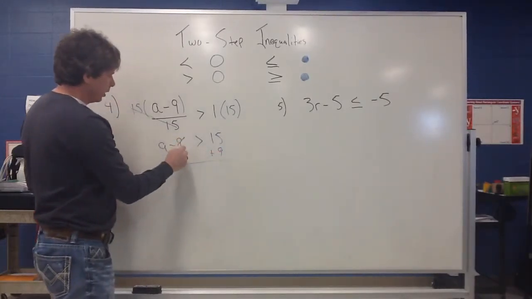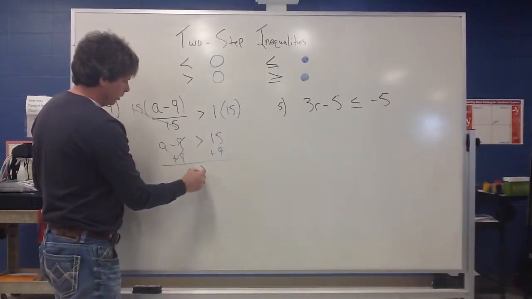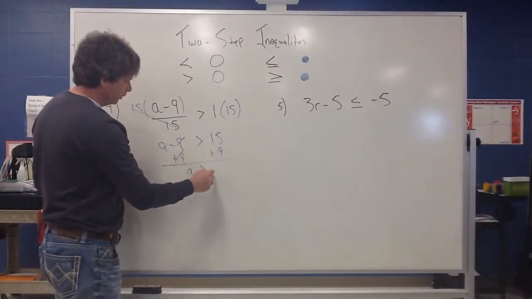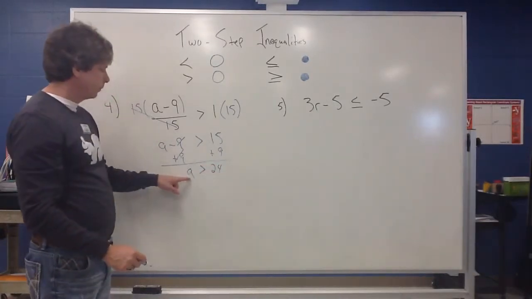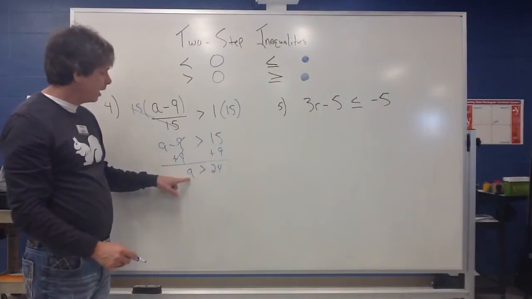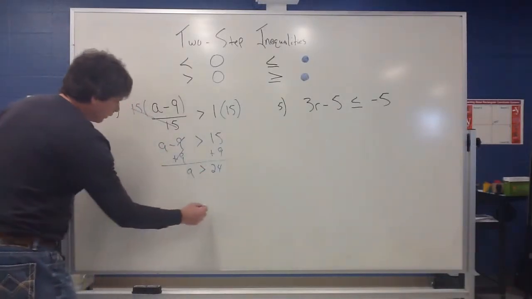The negative 9 and the positive 9 will 0 out. The a slides down, greater than, and then 15 plus 9 would be then 24. So our solution turns out that a has to be greater than 24 to make this play out correctly. So let's graph this on a number line.